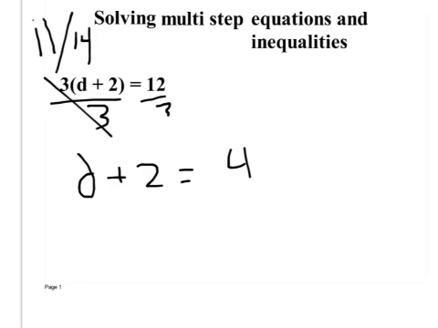Now I solve it just like normal. I subtract 2 from both sides. My d is 2. Is that the same thing I just got? So there's two ways of doing it: distributing it out first or dividing. Could I have subtracted 2 first and then divided by 3? Would I have gotten 2 for d? No. So we look at what's being done to d and we go in reverse order of it.